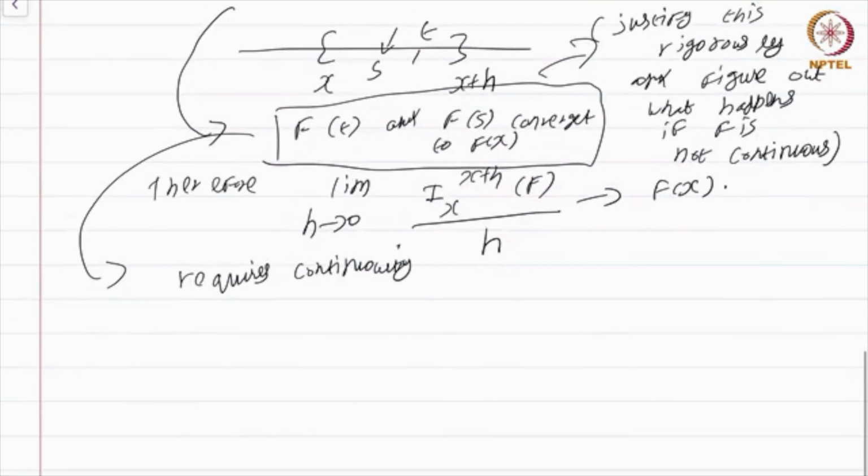Okay, so what requires continuity is the fact that f of s and f of t both converge to f of x, and this delivers the proof. This is the proof. That's all. The proof is so simple.